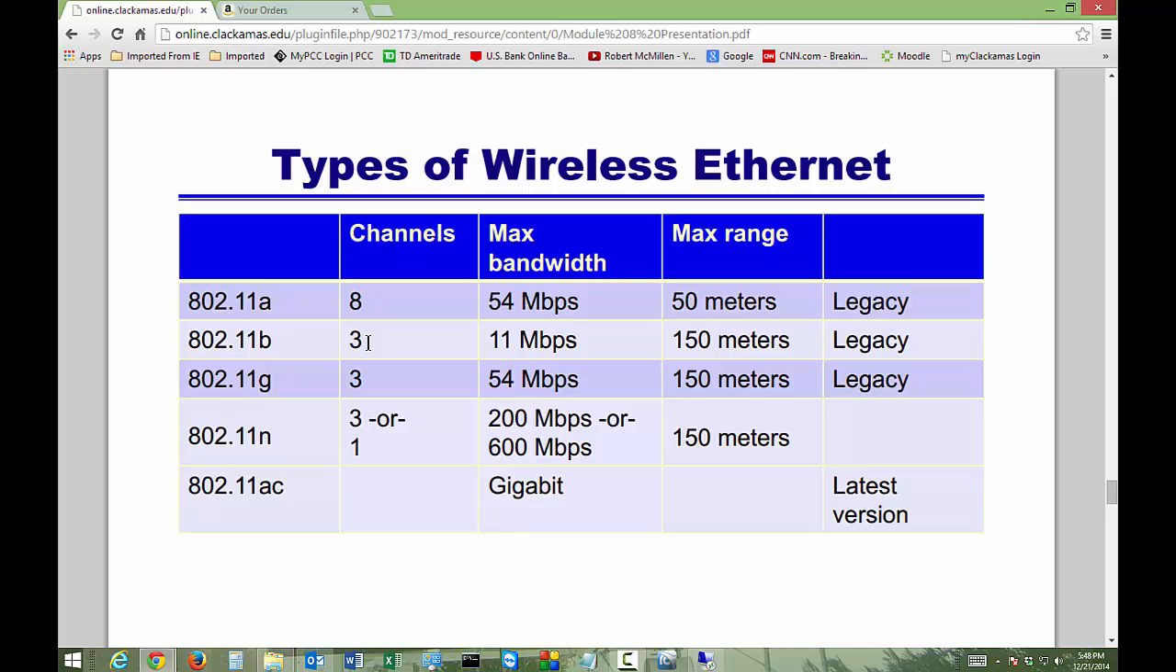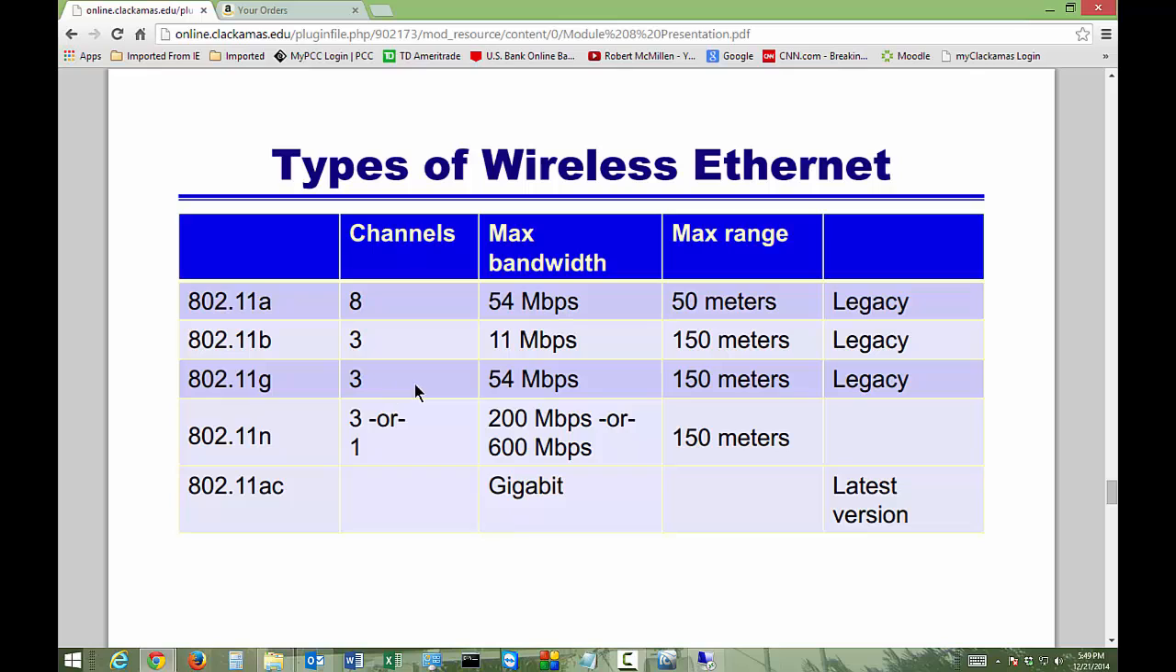It has 3 channels, although they say that it has 13 channels. The reality is just that the channels sort of overlap each other. So there's only 3 channels that don't overlap each other, 1, 6, and 11. And the maximum speed is 11 megabits, and it can go a lot farther, but it just can't go as fast.